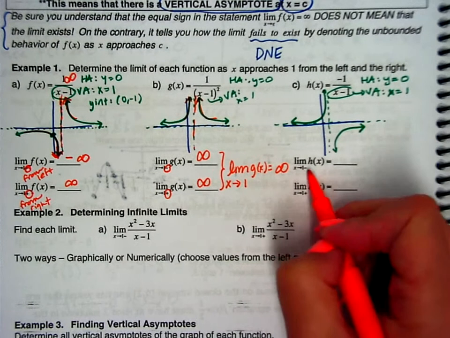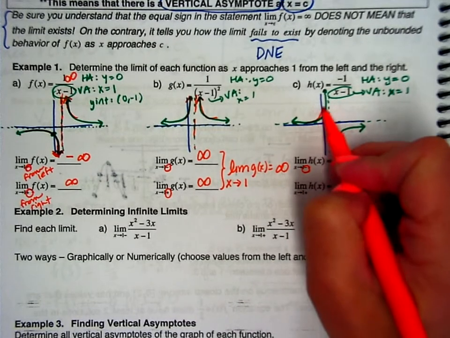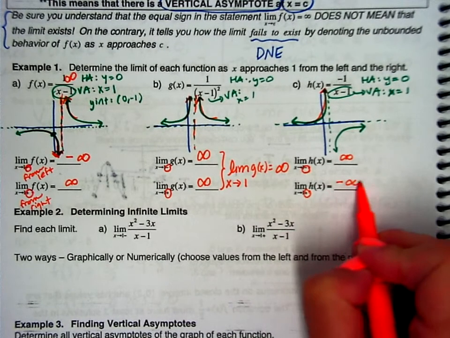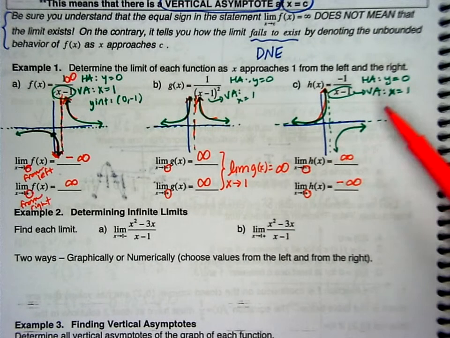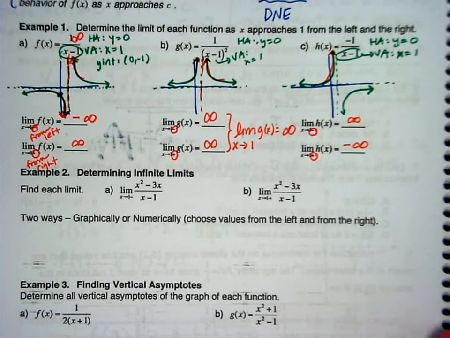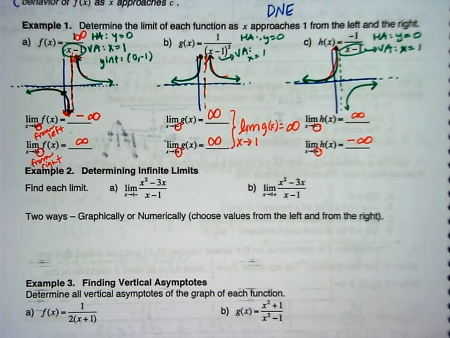How about this guy? From the left, positive infinity, and from the right, negative infinity. So I think once you guys have the graph, it's pretty easy to see whether it's going up or going down, right? But creating those graphs is something that we've got to refresh your memories with, okay? It was chapter 4. I know it's been a while. All right, let's try another one.